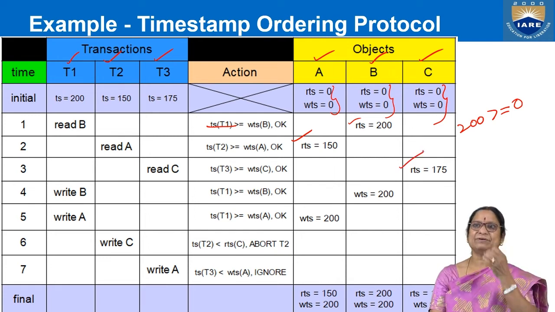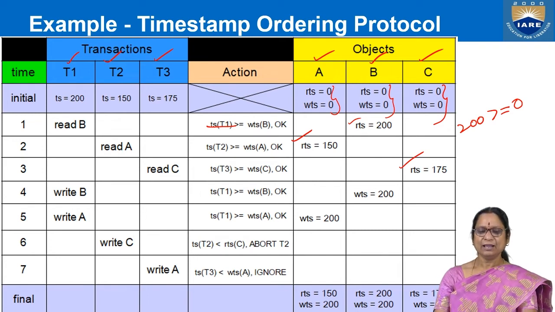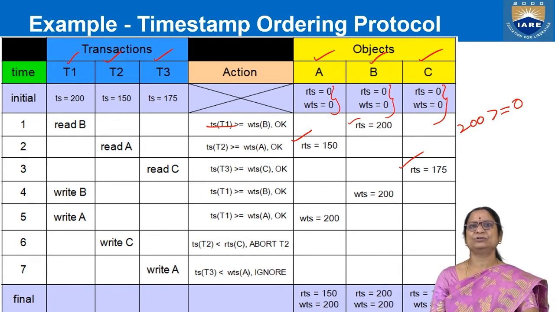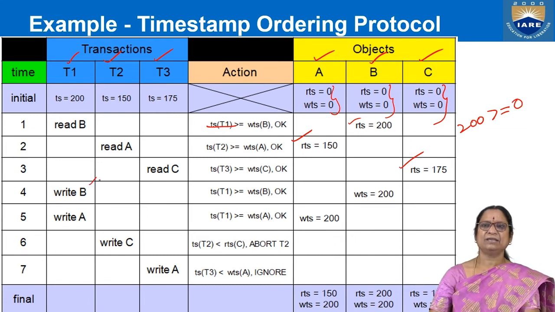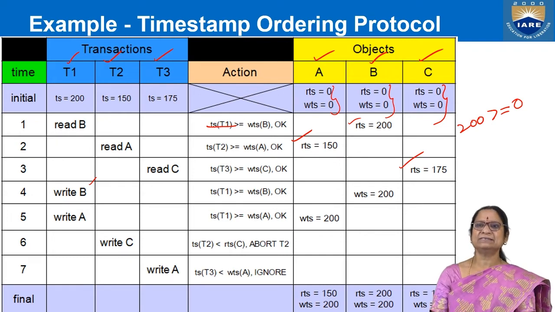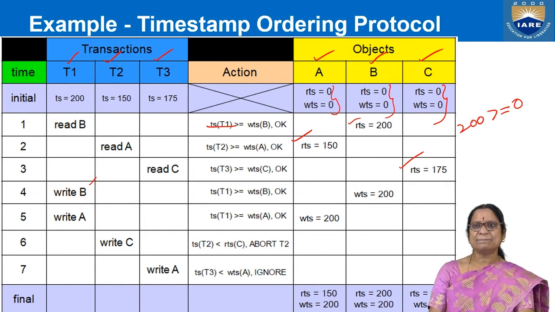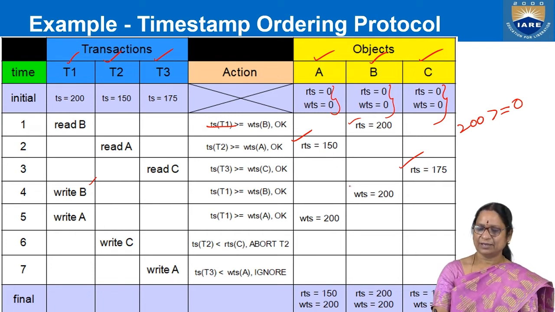Timestamp of T3 is 175 and write timestamp of C is 0. So it is updated. Up to this same logic, and we are coming to the fourth instruction. Write B. Write B is by which transaction? T1 transaction. TS of T1 is 200, which is greater than or equal to, we have to check with the write timestamp of B first, then read timestamp of B. What is the value of write timestamp of B? It is 0. So that's why it is okay. We are updating.